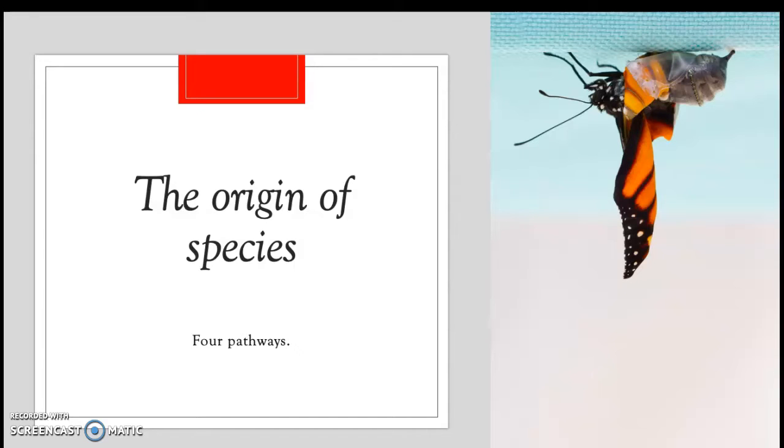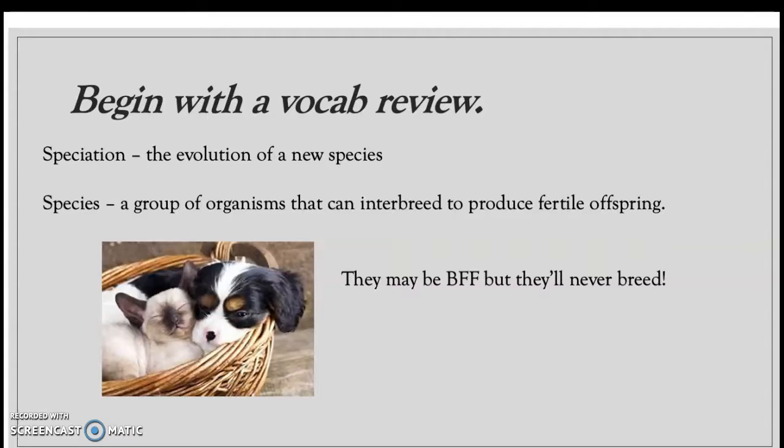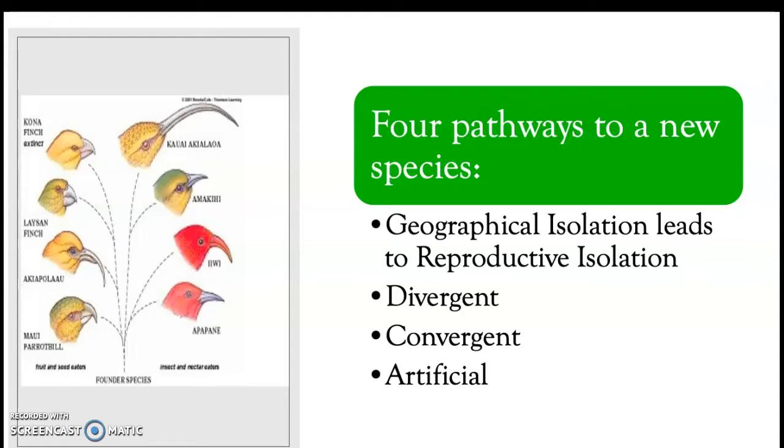Today's presentation will focus on how we get new species. Before we begin, a species is any group of animals or plants that can interbreed and produce fertile offspring, and those fertile offspring also need to produce additional offspring. We're going to be looking at 4 different pathways.